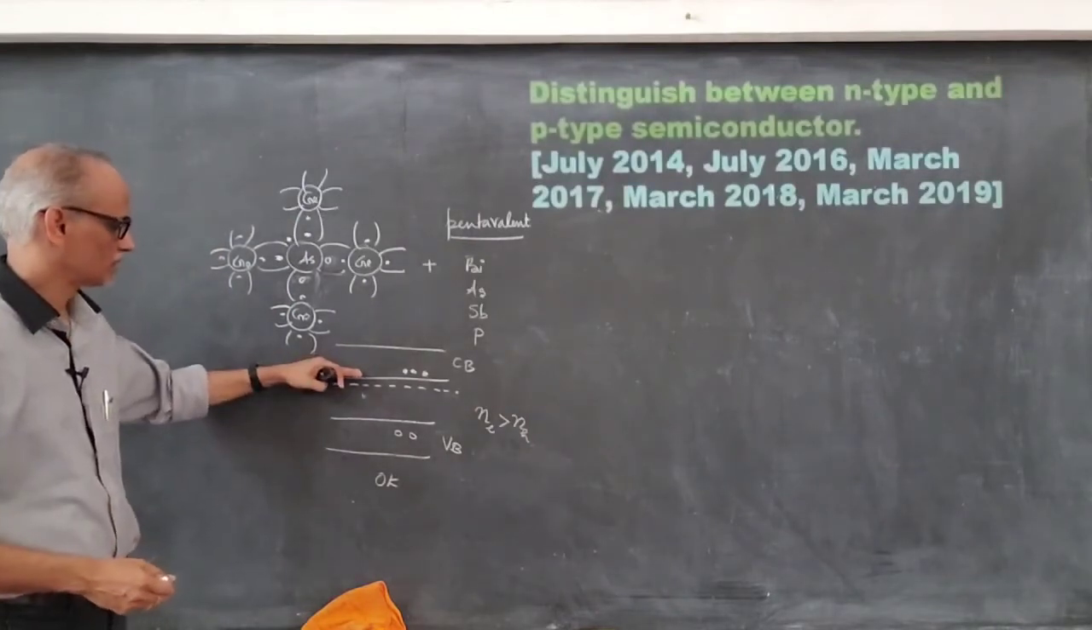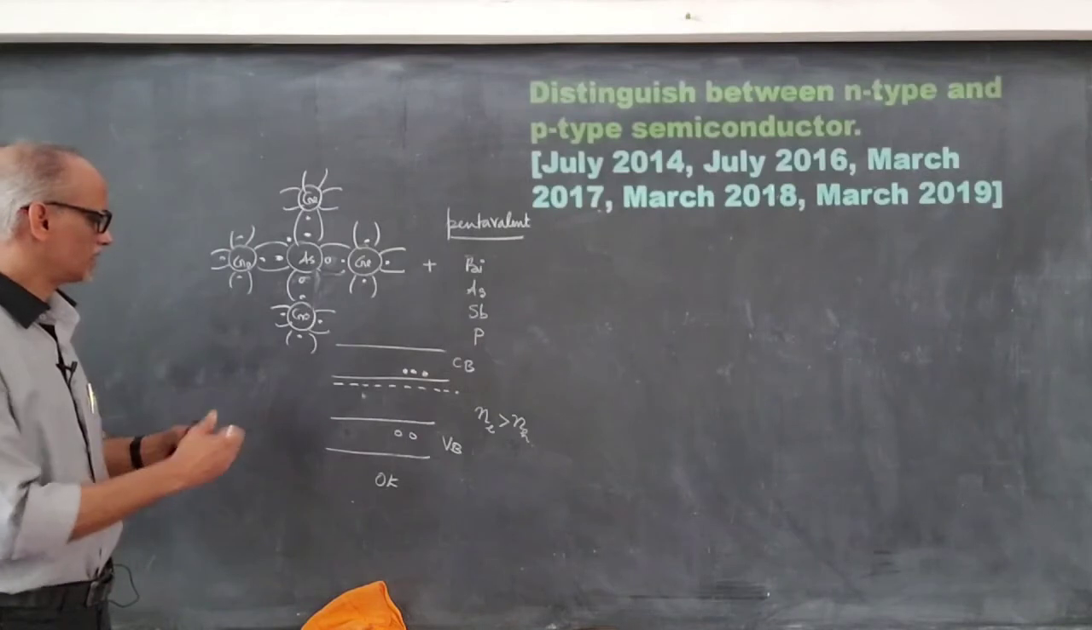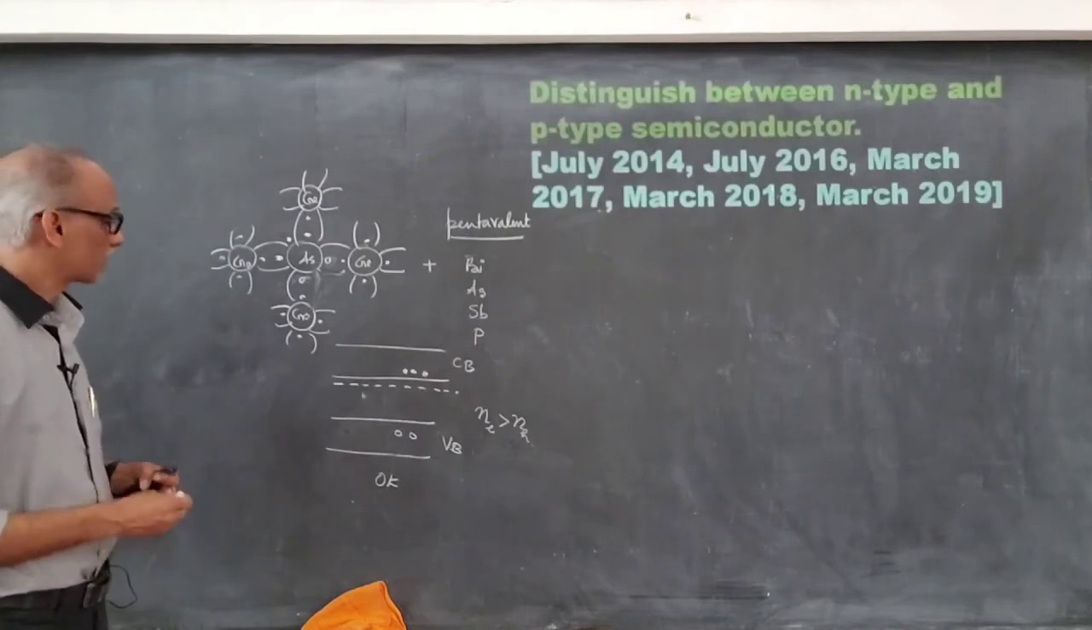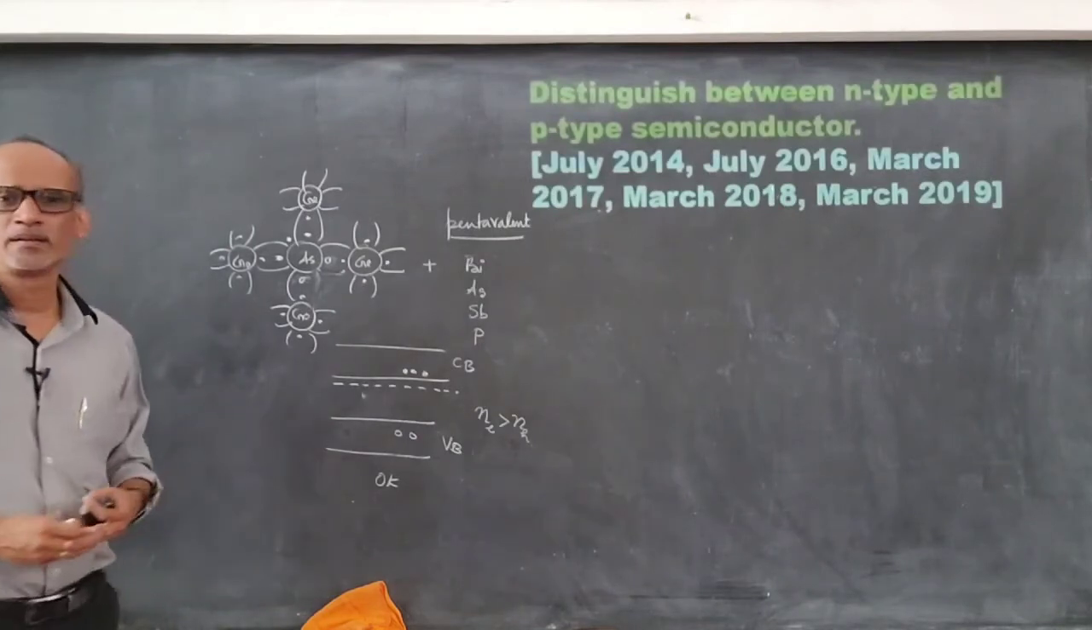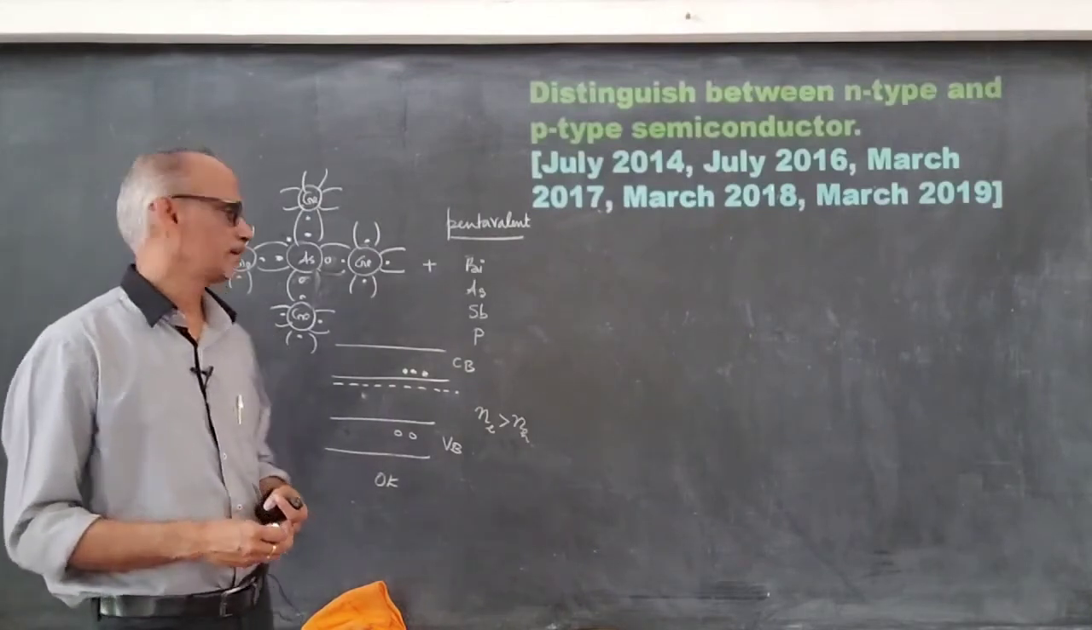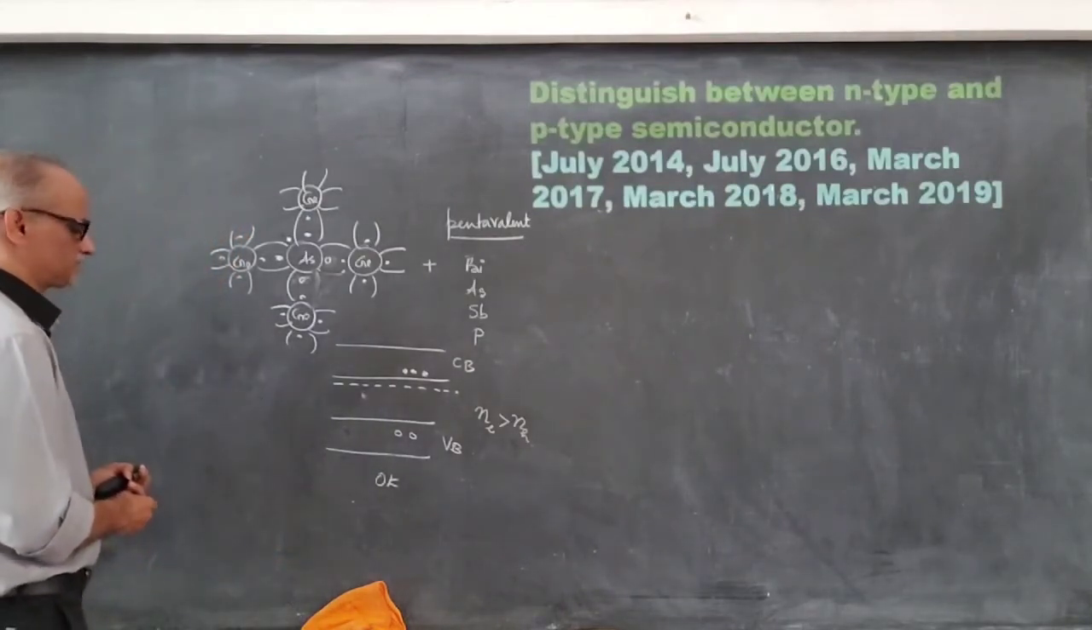Closer and below the conduction band. So these are the different properties associated with the N type of semiconductor.